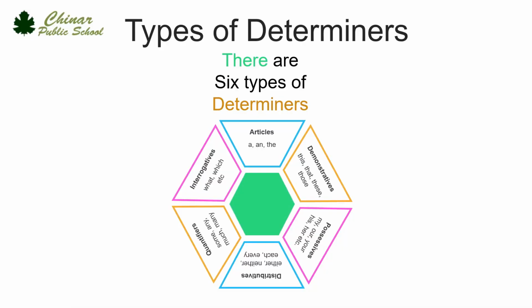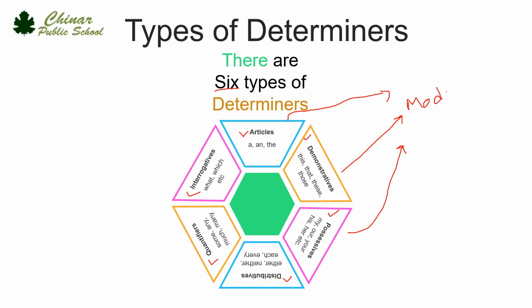As we continue with our determiners, we will see there are 6 types of determiners, basically which you will be studying in class 8th. Articles, demonstratives, possessives, distributives, quantifiers and interrogatives. Please, you can pause the video for some time and note down this diagram in your copy.